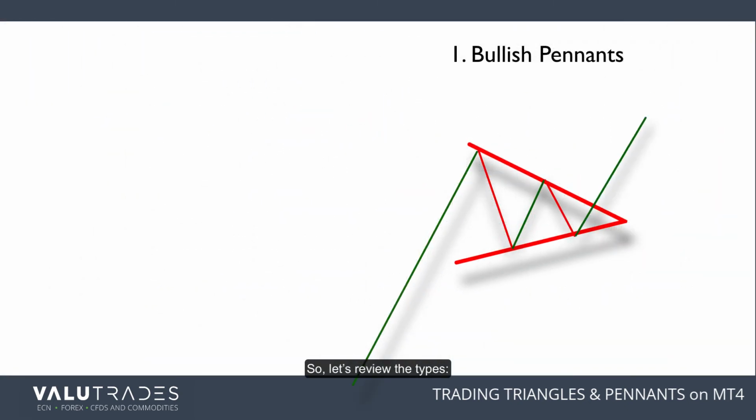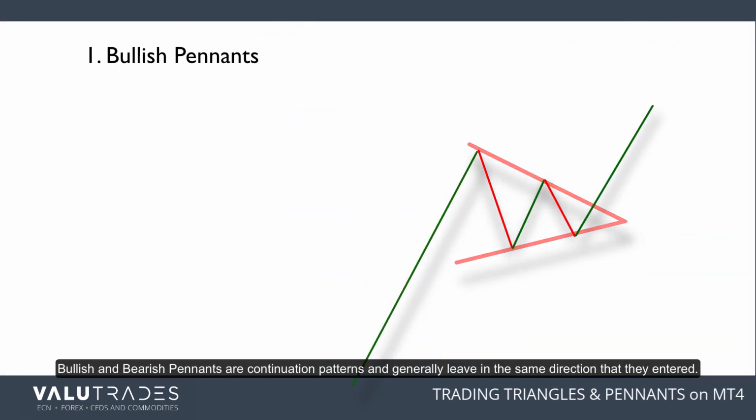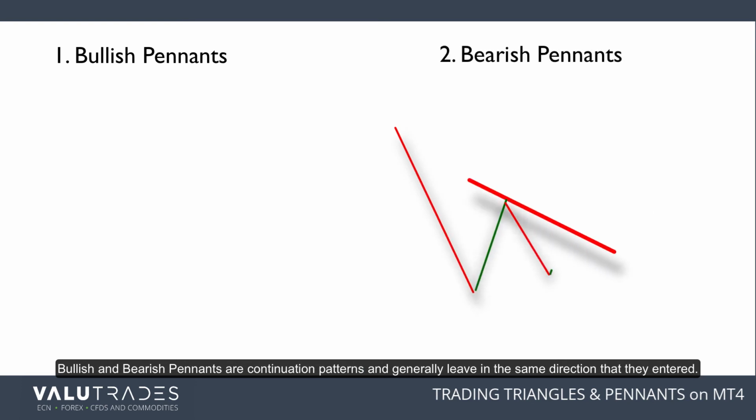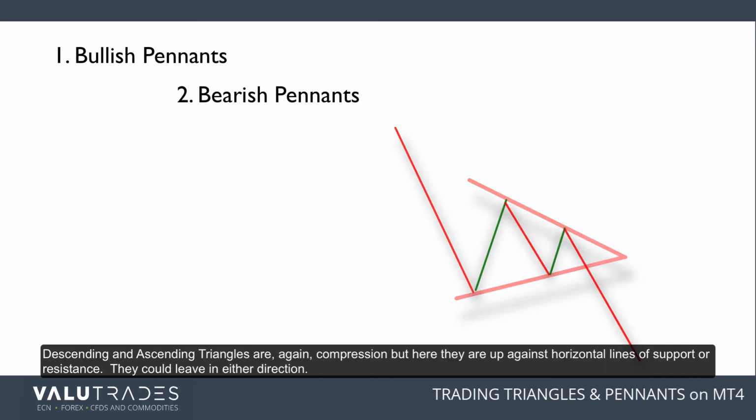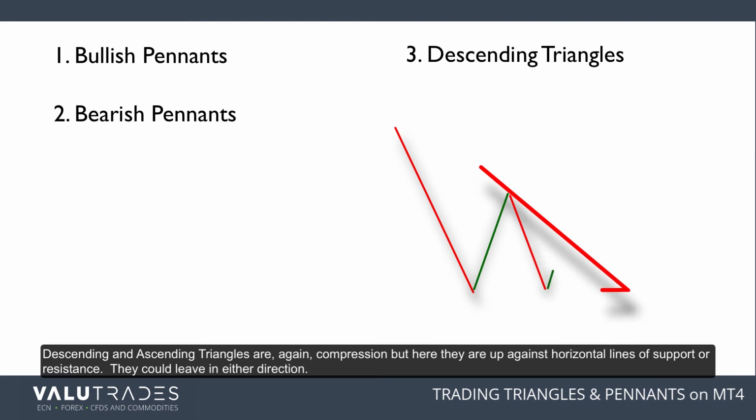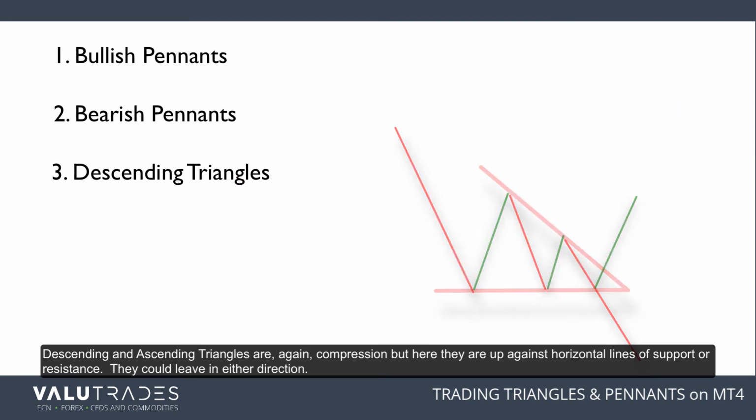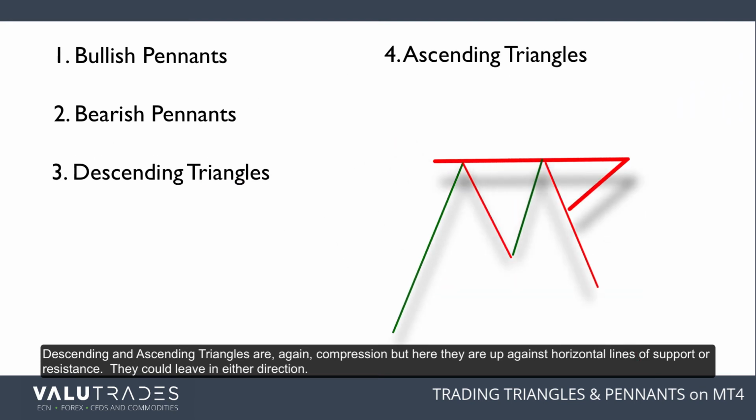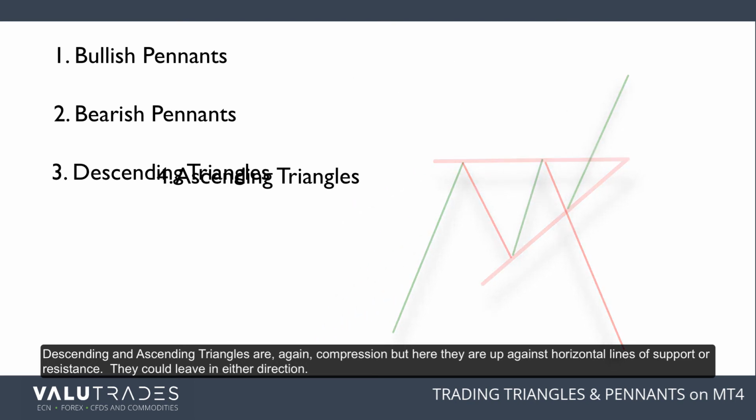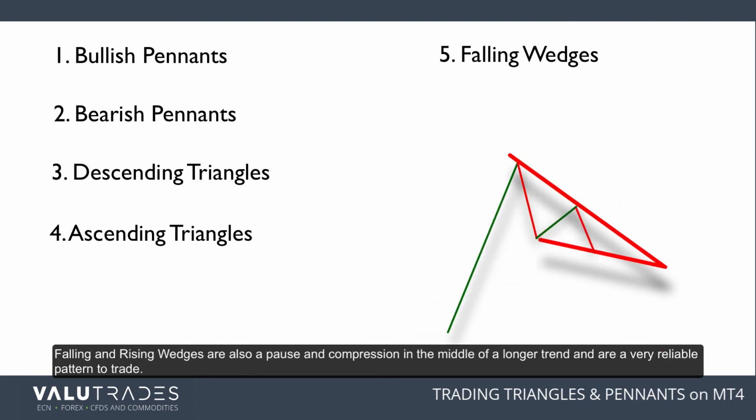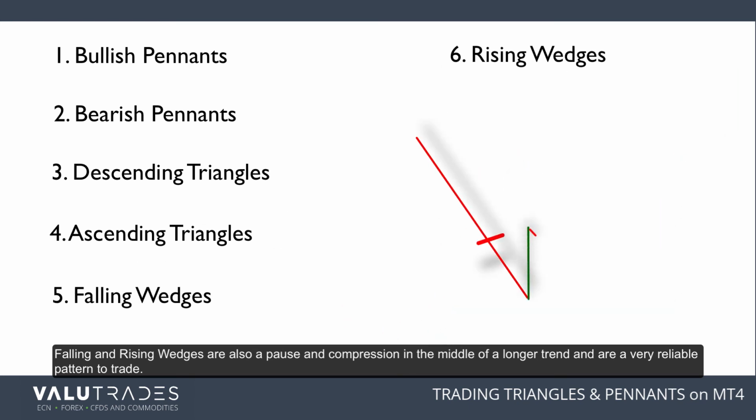Let's review the types. Bullish and bearish pennants are continuation patterns and generally leave in the same direction that they entered. Descending and ascending triangles are again compression, but they are up against horizontal lines of support or resistance. They could leave in either direction. Falling and rising wedges are also a pause and compression in the middle of a longer trend, and are a very reliable pattern to trade.